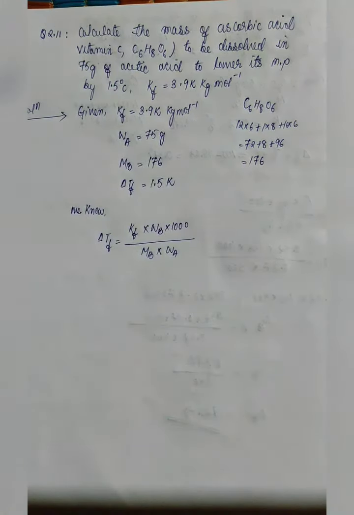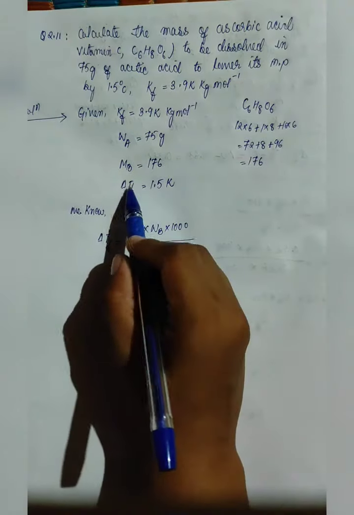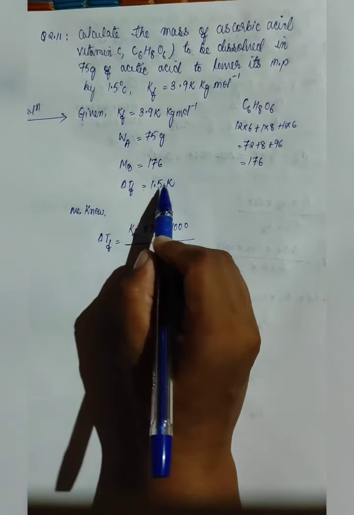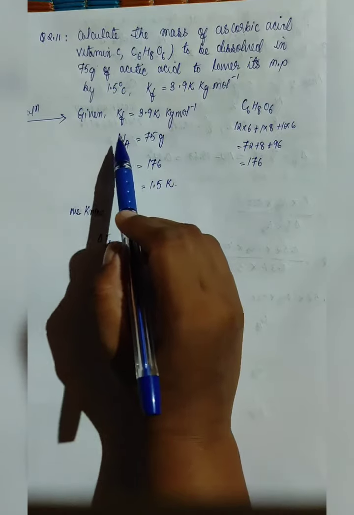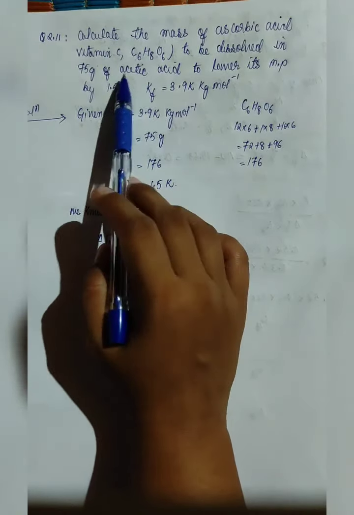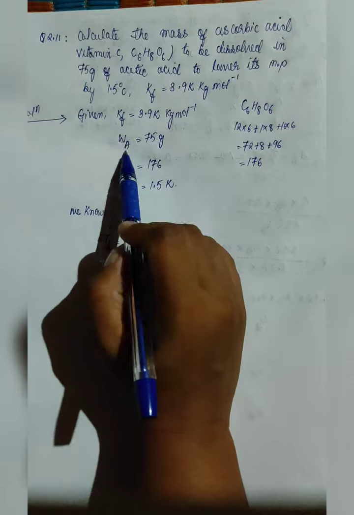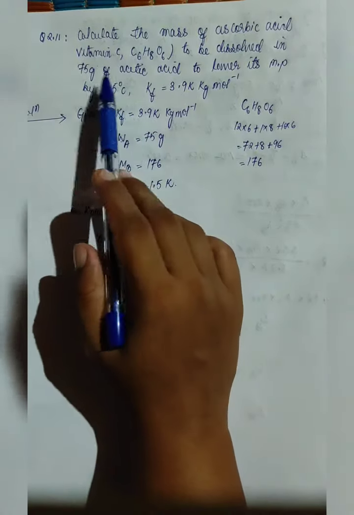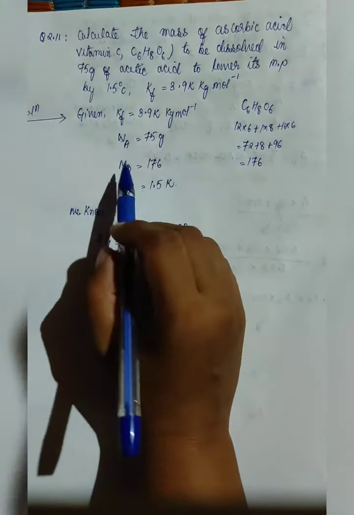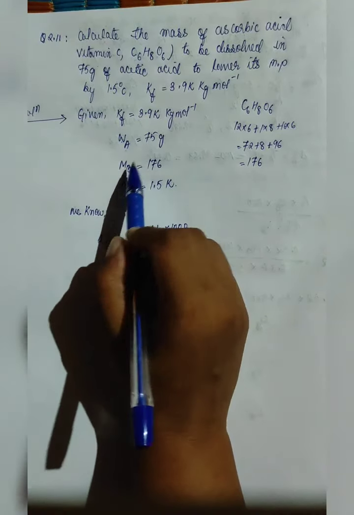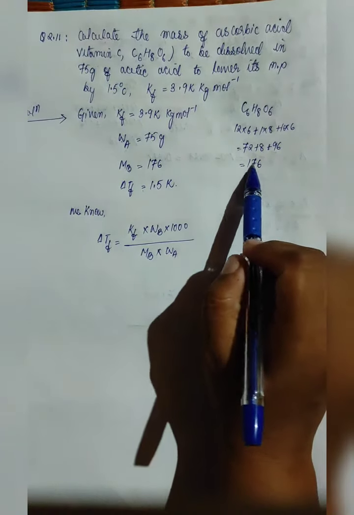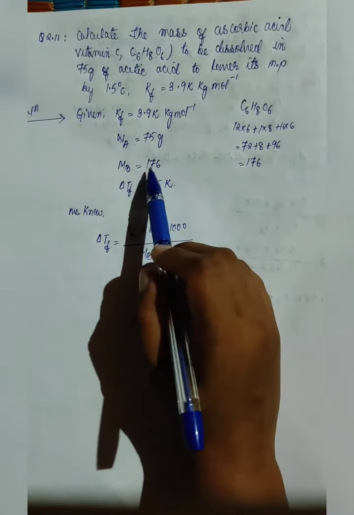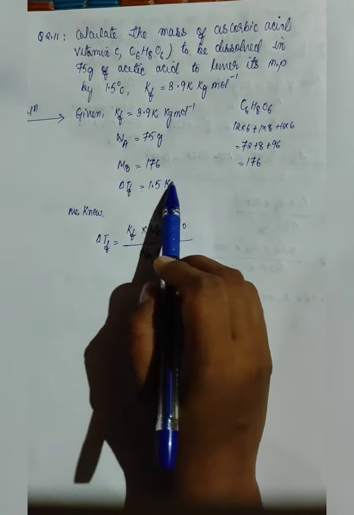So this means that lowering of melting point, del Tf, is 1.5 K. It is already mentioned in the question. Kf value is also given. Wa, in this case acetic acid is the solvent, so Wa, that means mass of the solvent, is given as 75 gram. Molecular mass of vitamin C is already calculated, which is 176. So Mb is 176. Del Tf already given.